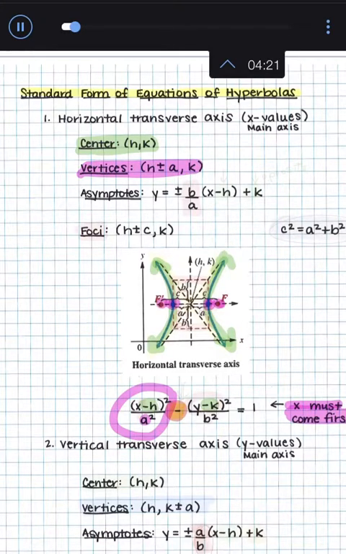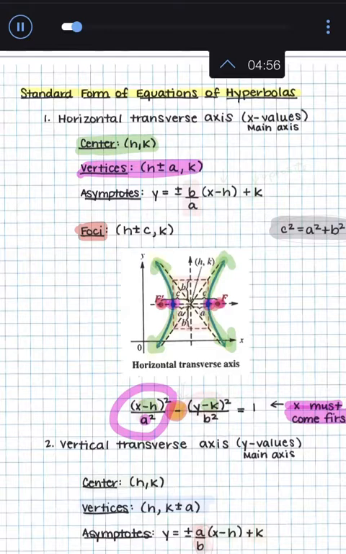Your foci are again on your major axis just like before. And they're found the same way by adding and subtracting the c. Notice they actually push you out further than the graph, and they'll still be inside the graph just like before. However, notice your formula to find c is actually different. Last time with ellipses, you have a squared minus b squared. Notice with hyperbolas, you actually have a squared plus b squared.